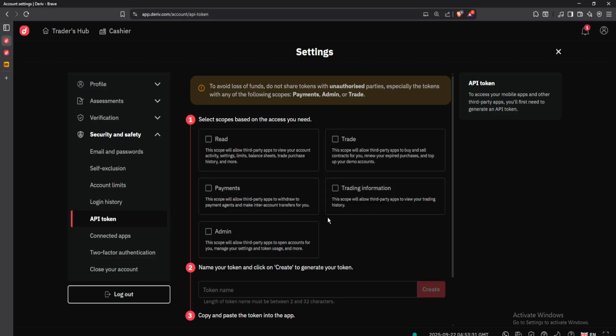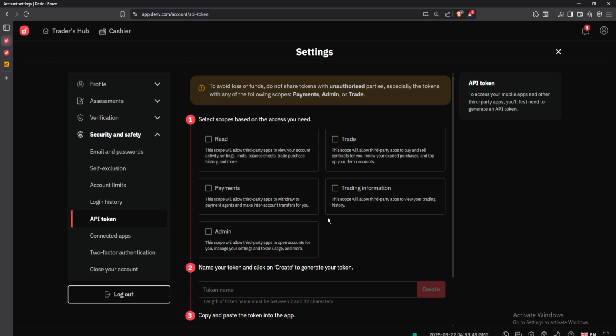Hello traders, in today's video I'll be showing you how you can revoke someone's access to your API token. Some individuals came to me and told me that they have given their API tokens to other parties and they feel it's time that they should revoke access. Please be careful with who you give your token to.